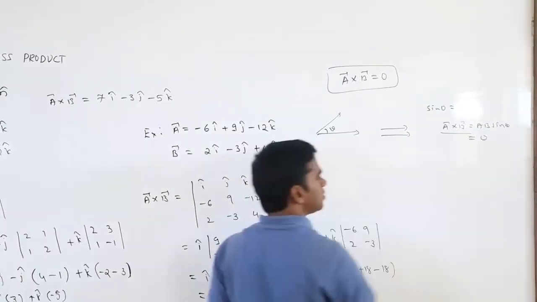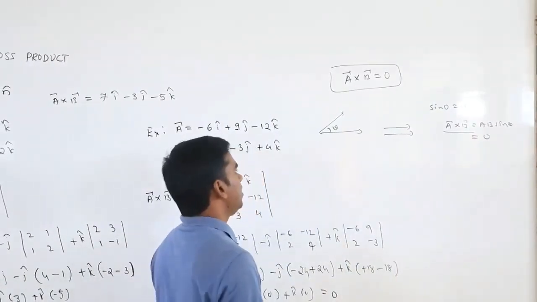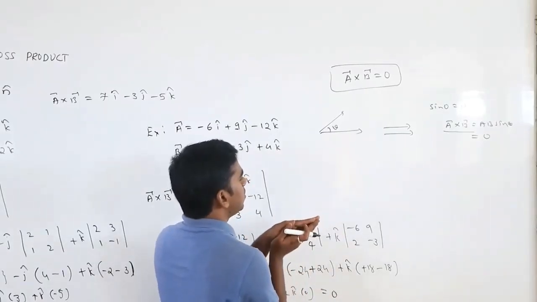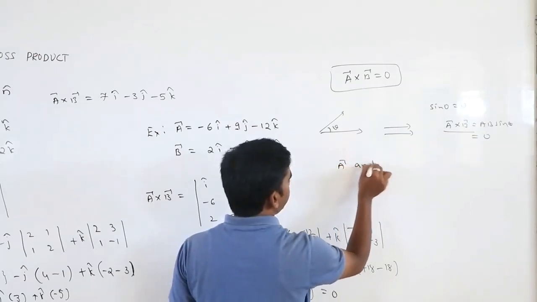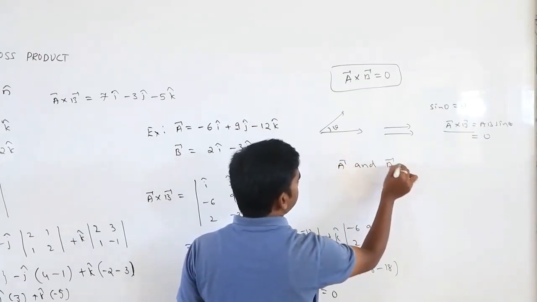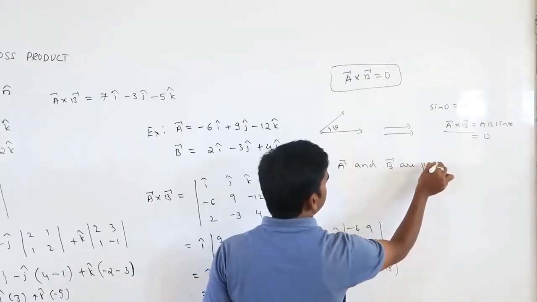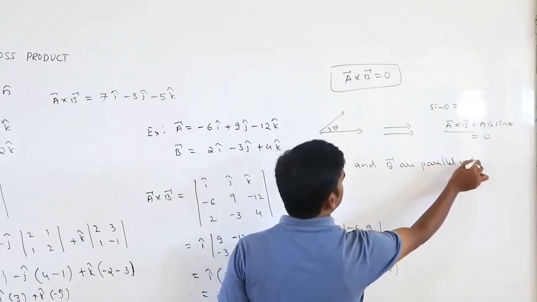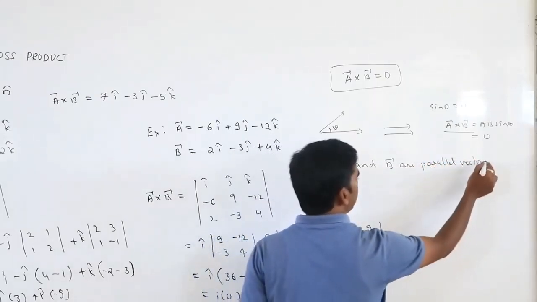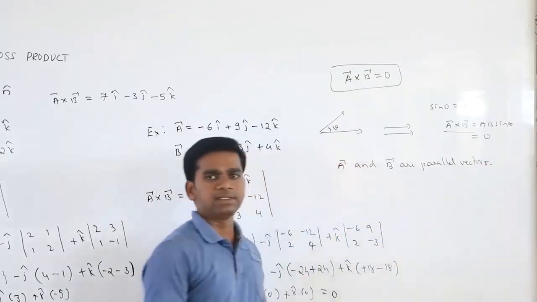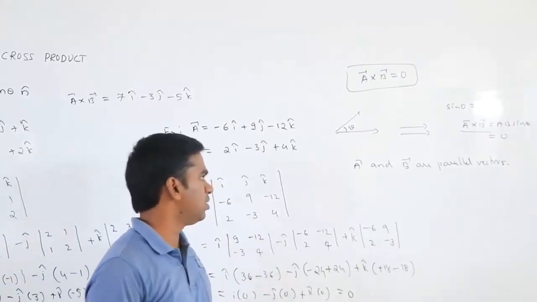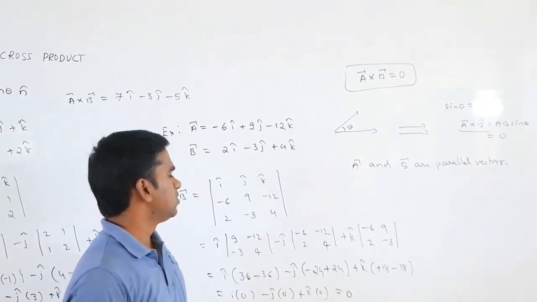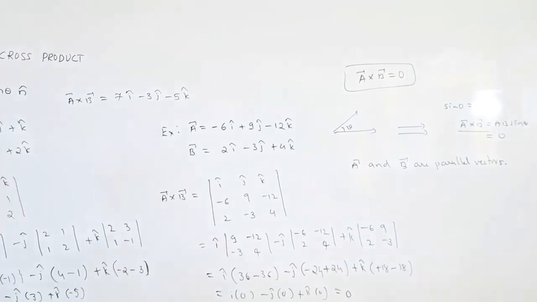You will get this as equals to 0. So that means the angle between them is 0. That means what? They are parallel to each other. So vector A and vector B are parallel vectors. Okay, so like this you can conclude also. With the help of their results, you can conclude whether the vectors are perpendicular or parallel, whatever. Okay, so that is the second example where we are getting the resultant as 0.